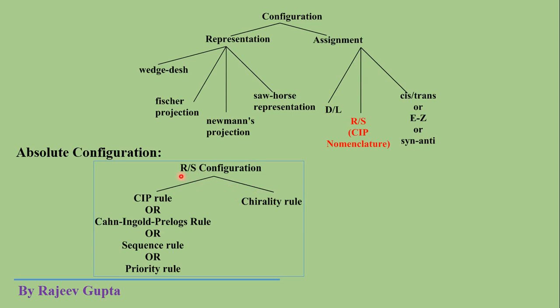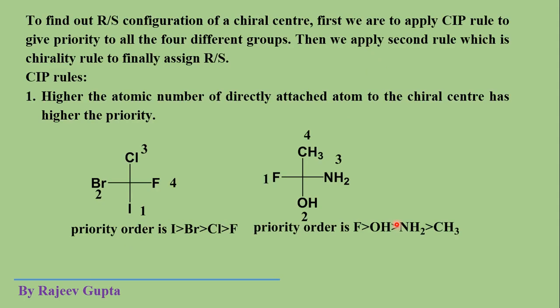Generally here R is a short form of rectus and S is the short form of sinister. So to find out the RS configuration of a chiral center, first we are to apply the CIP rule to give priority to all the four different groups which are directly attached to the tetrahedral, chiral carbon.